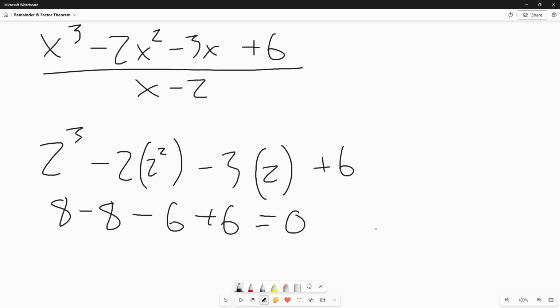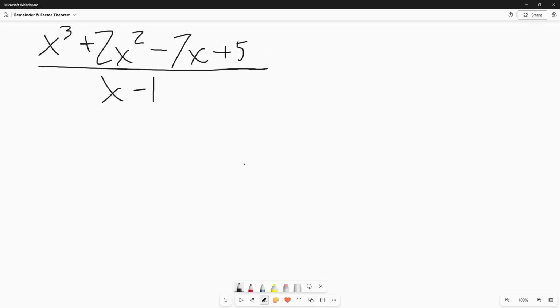And this works for all polynomials divided by something that's a factor of it. If you use the remainder theorem, the output is going to be 0. And this is called the factor theorem. Whenever the remainder is 0 or something is a factor, when you apply the remainder theorem to it, then the output will always be 0. Now let's get into some examples.